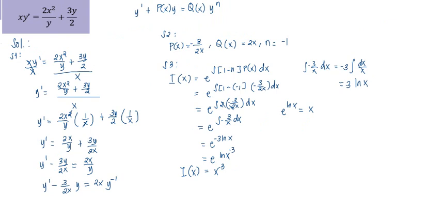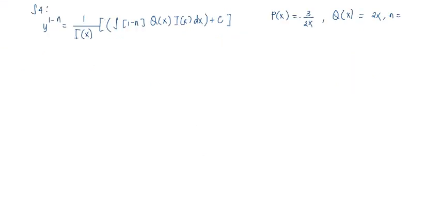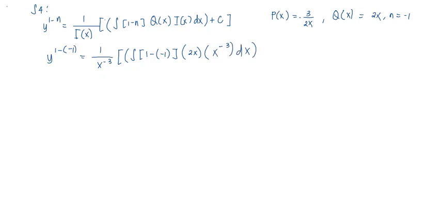And then, the next thing that we would do. We forgot about the n, negative 1. So it would now be substituting those values. So y raised to 1 minus negative 1 is equal to 1 over I of x. I of x from a while ago is x raised to negative 3. So this would be x raised to negative 3 times the quantity of the integral of 1 minus negative 1, and then the q of x, which is 2x, and then the I of x, which is x raised to negative 3, dx plus c. And then y raised to 1 minus negative 1 is 2, and then 1 over x raised to negative 3, we could just transpose to the numerator, so it would now be x raised to 3, and then the integral of 2 times 2x times x raised to negative 3 dx plus c.